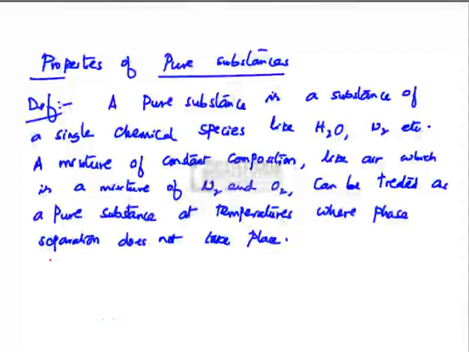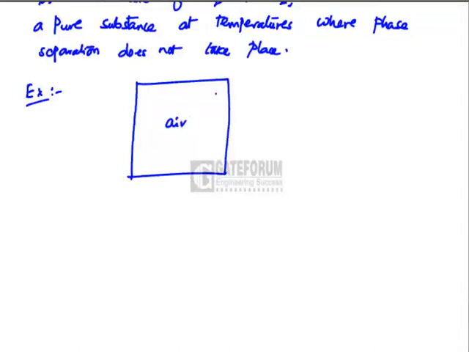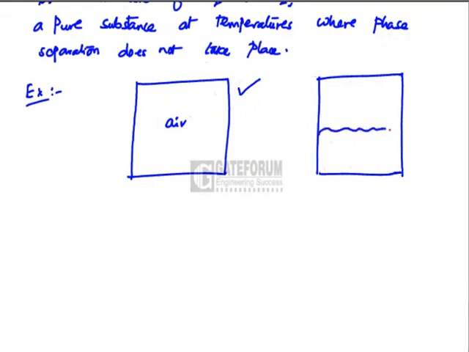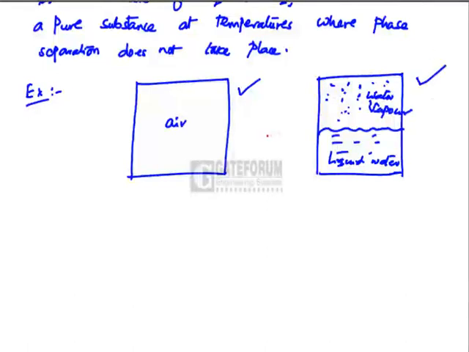Now I shall give some examples of pure substance. Air contained in a vessel or a chamber can be treated as an example of pure substance. Another example is liquid water in thermodynamic equilibrium with water vapor or steam. Though the number of phases is 2, throughout the chemical composition is only H2O.